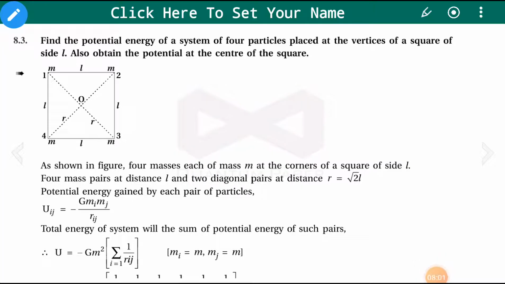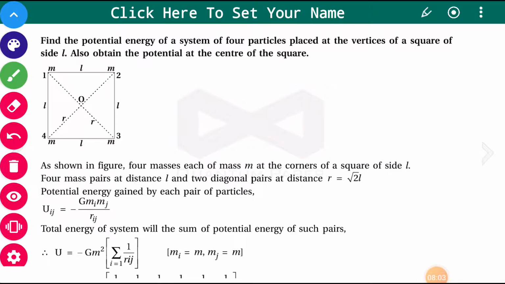Now example number 8.3: we want to find the potential energy of the system of 4 particles placed at the vertices of a square of side L. Also obtain the potential at the center of the square.